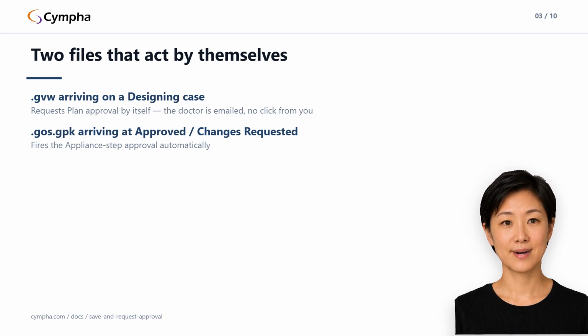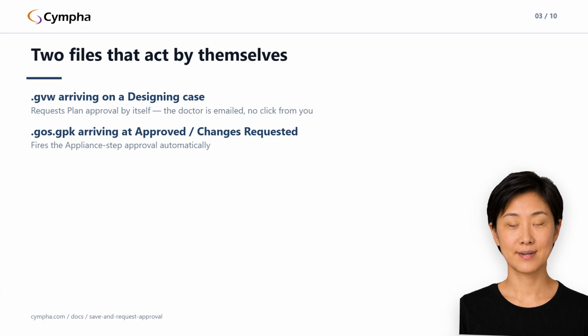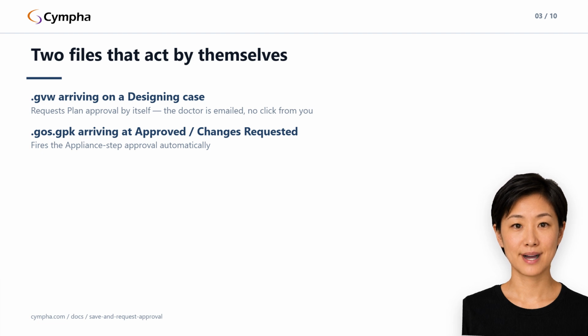The transfer pack has its own trigger, later in the cycle, arriving via the agent on an aligner case sitting at approved or at changes requested. It fires the appliance step approval automatically. Same principle, the file itself is the statement that the work is done. Everything else on the upload list is inert. It uploads, appears on the case, and waits for you.